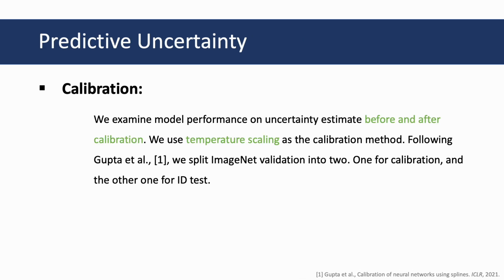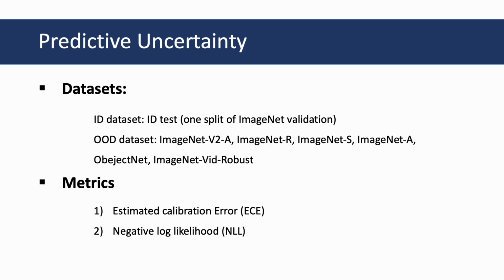We examine model performance on uncertainty estimates before and after calibration. We use temperature scaling as the calibration method. We use ImageNet test for the in-distribution dataset, and the OOD datasets are ImageNet variants. As for the metrics, we use expected calibration error and negative log likelihood.